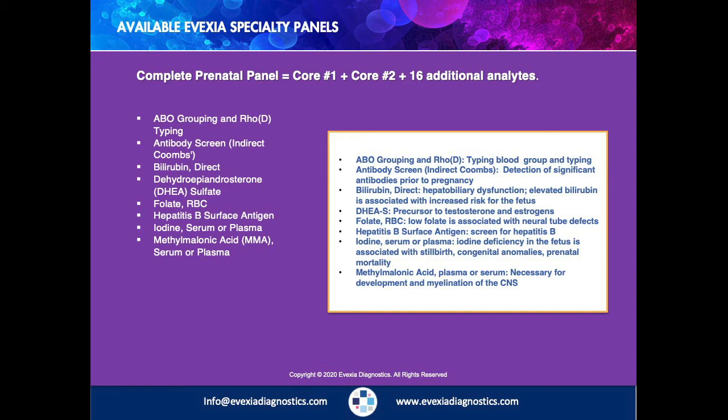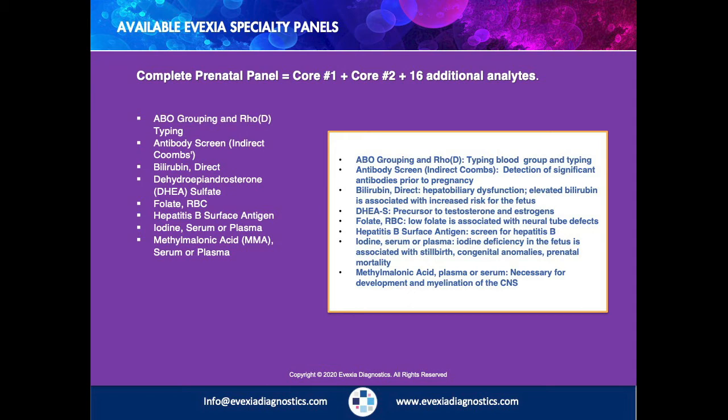Now, in regard to pregnancy, iodine deficiency has been associated with stillbirth, abortion, congenital anomalies, and prenatal mortality. So once again, important to take a look at that. Next is methylmalonic acid. Now, this analyte is used to evaluate individuals with signs and symptoms associated with B12 deficiency, but it also can be used for a condition known as congenital methylmalonic acidemia.